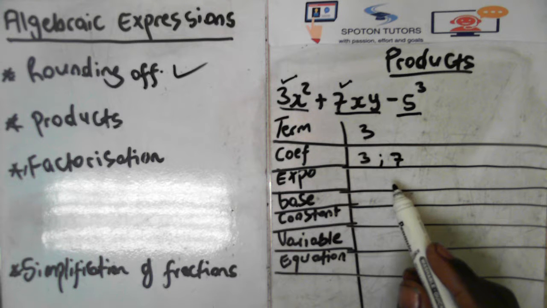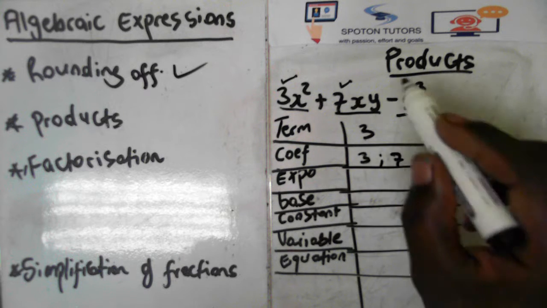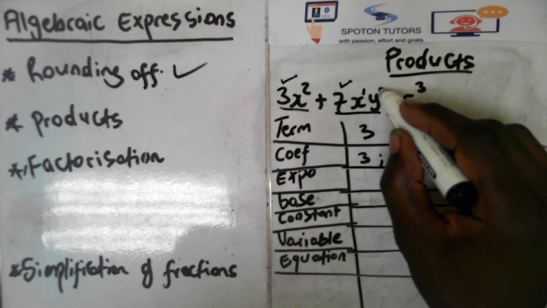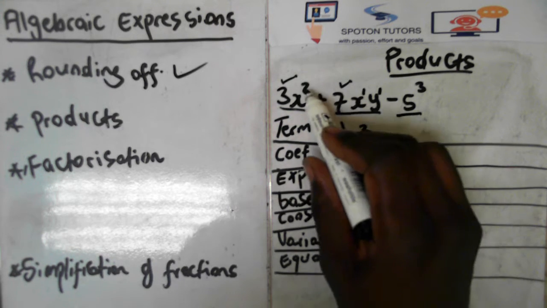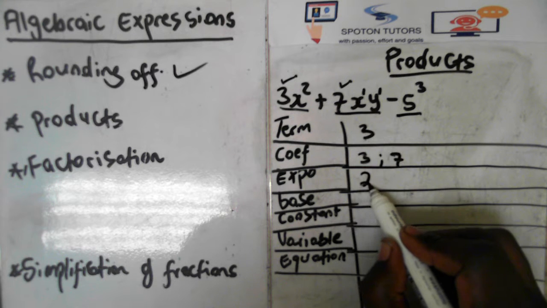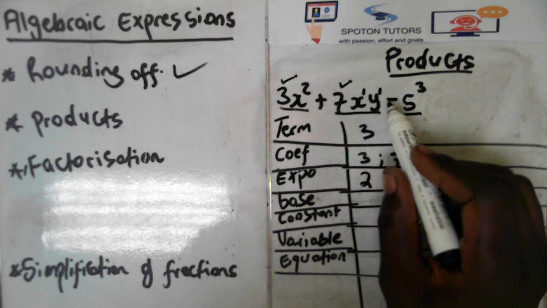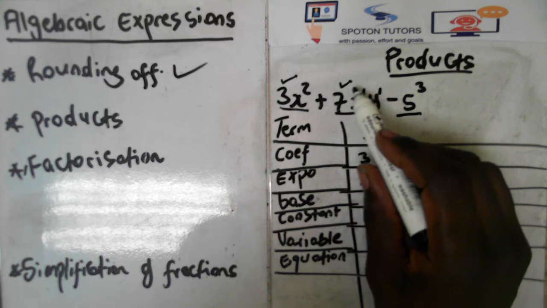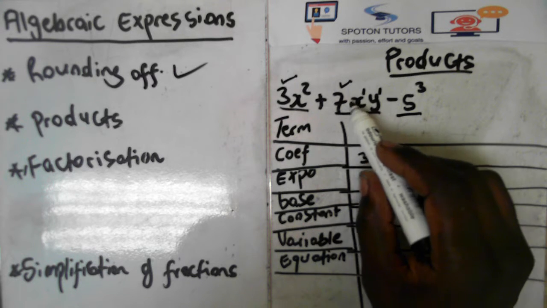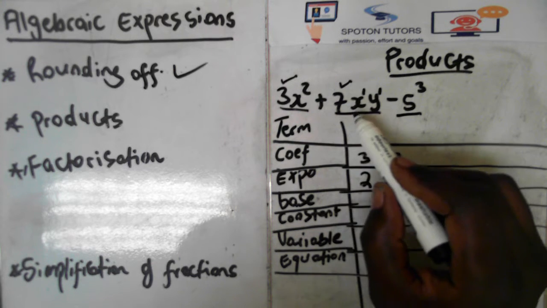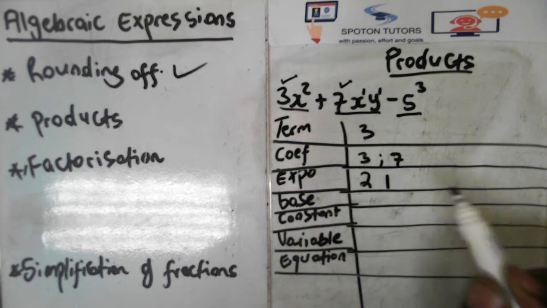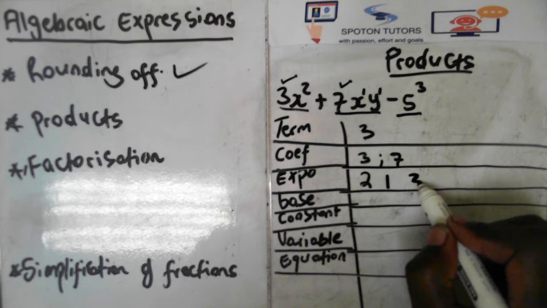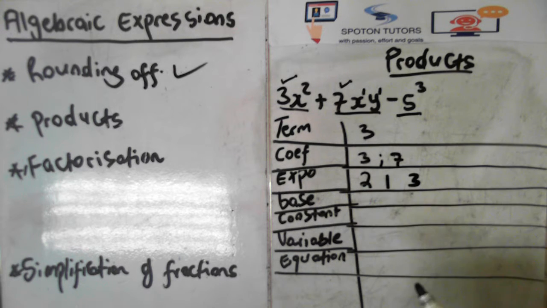Do we have any exponents here? Yes. Remember, this is an exponent of 1, this is an exponent of 1, this is an exponent of 3. So what exponents do we have here? We have 2 as an exponent, we have 1 as an exponent. Per term, first term, second term, third term, there is an exponent of 1, and then we have an exponent of 3.